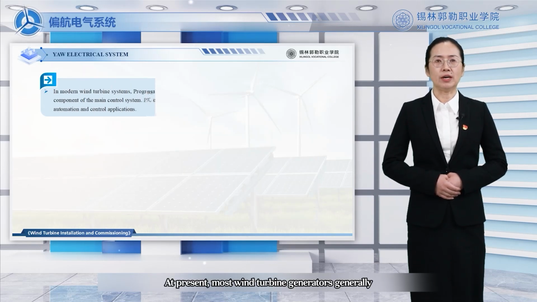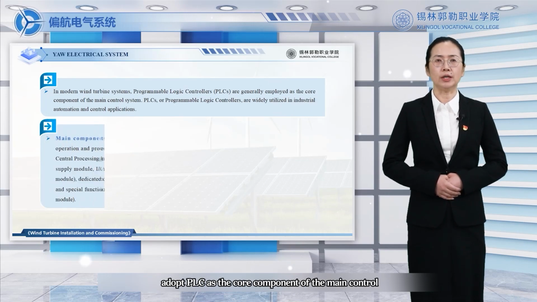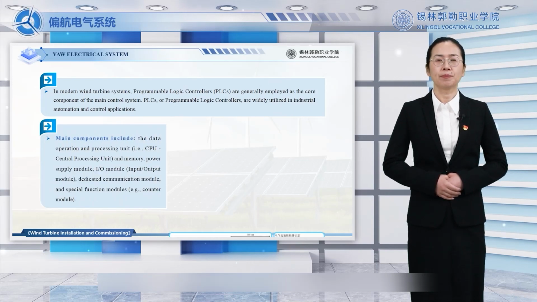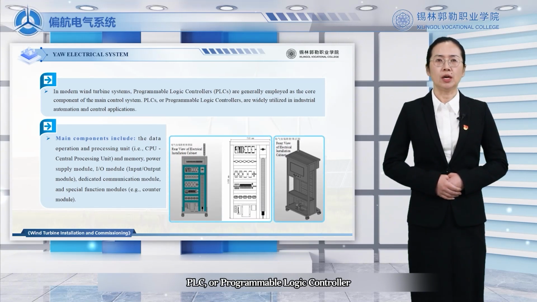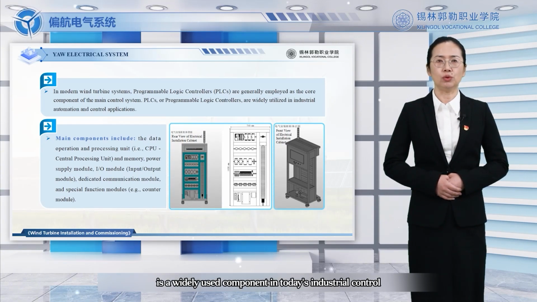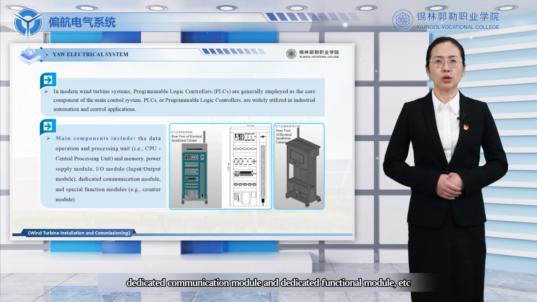At present, most wind turbine generators generally adopt PC as the core component of the main control. PLC, or Programmable Logic Controller, is a widely used component in today's industrial control. The cabin electrical cabinet mainly includes CPU and memory, power module, I/O module, dedicated communication module, and dedicated functional module, etc.